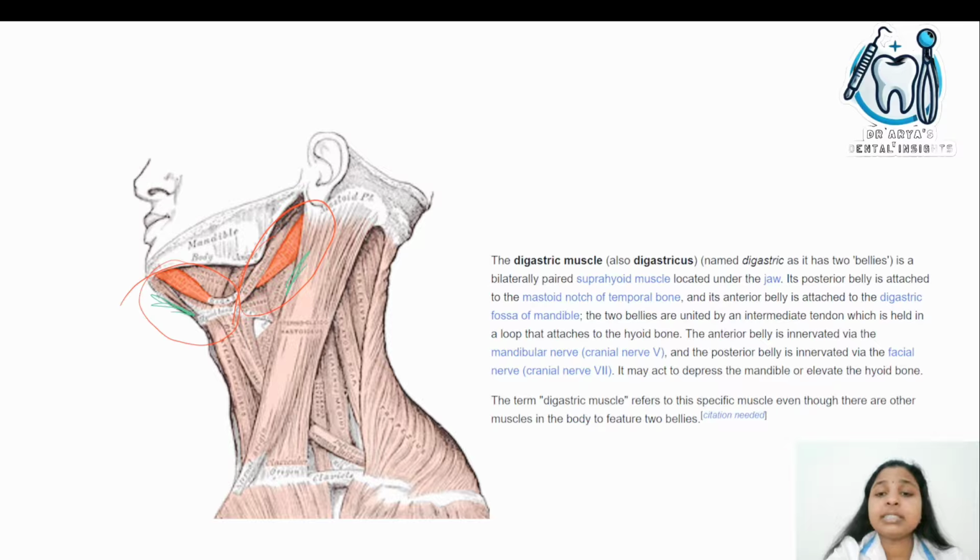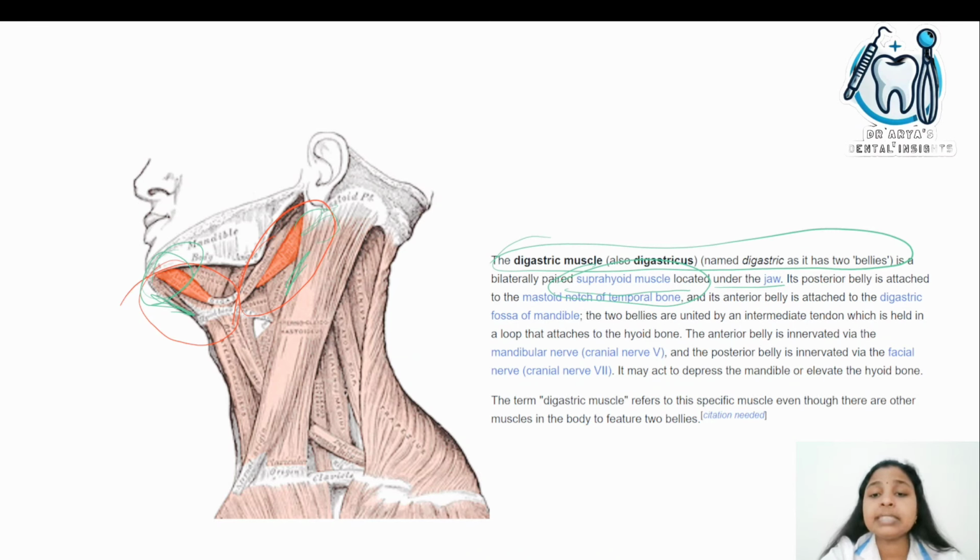So what does this term imply? Here there are two bellies, the anterior belly and the posterior belly, that is the digastric muscle. It is a bilaterally paired suprahyoid muscle located under the jaw. Its posterior belly is attached to the mastoid notch of the temporal bone. Then the anterior belly is attached to the digastric fossa of the mandible.